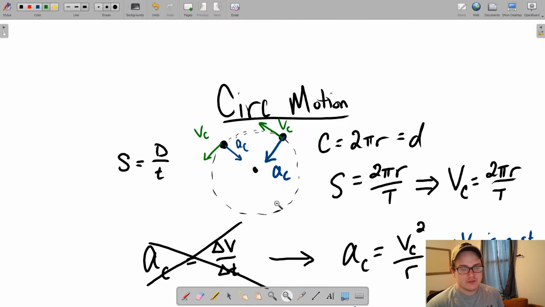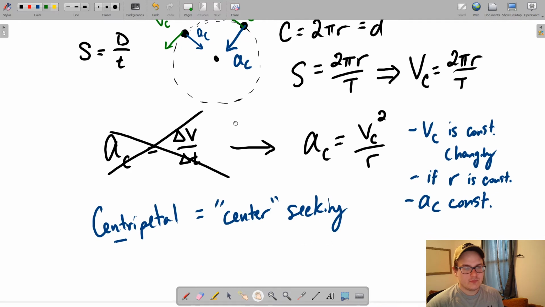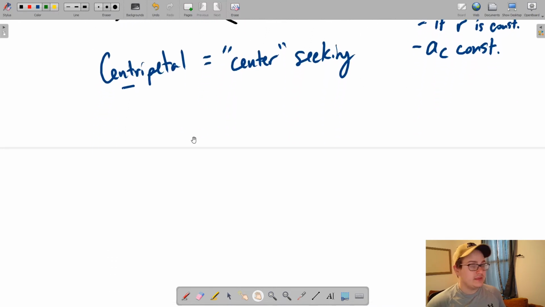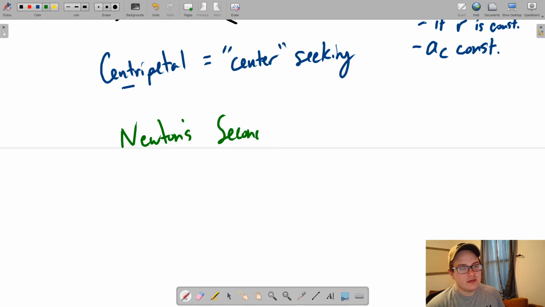Alrighty, so let's move on to the next thing. What can we do with centripetal acceleration? This is a formula not given on your reference sheet, and it's nice just to kind of have in your back pocket. If you look at Newton's second law, which is F net equals ma.